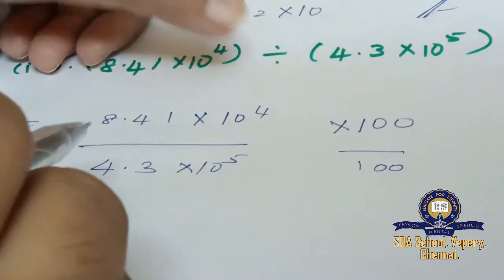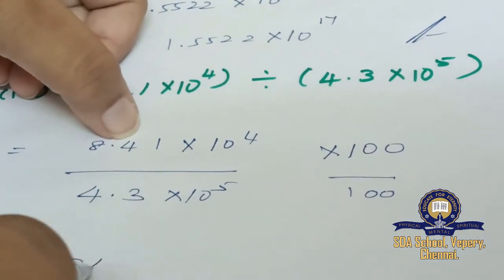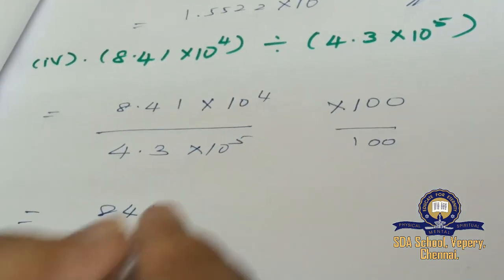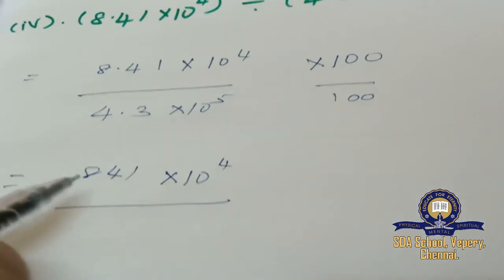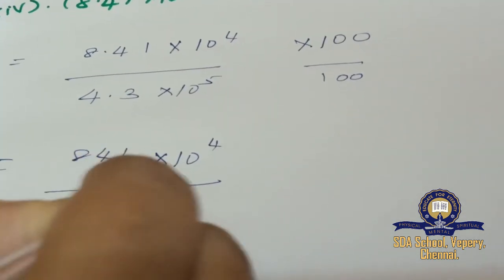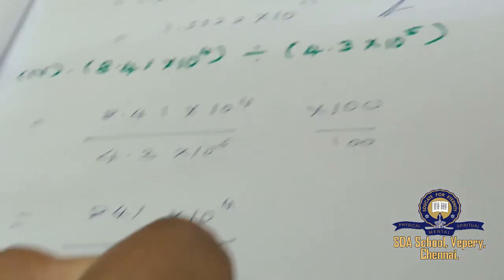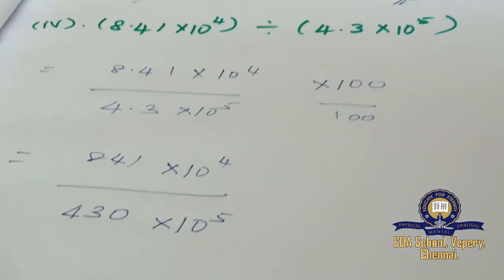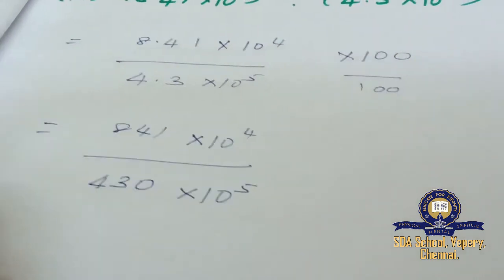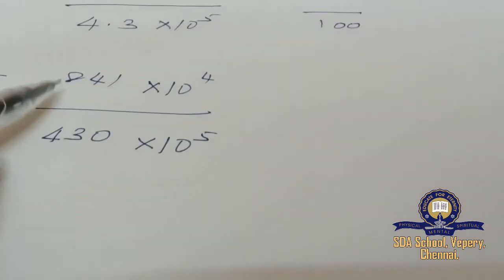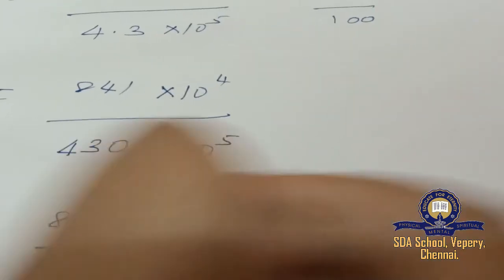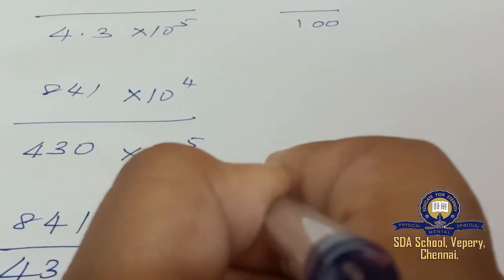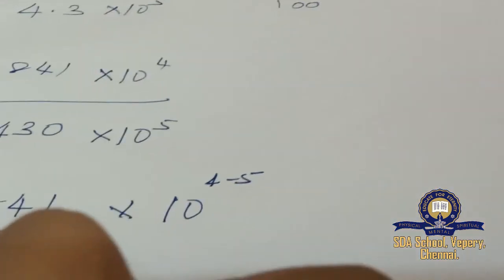Then, if I multiply, what will happen? It will become 841 into 10 power 4, it will remain as it is, divided by 430 into 10 power 5. Yes, till here am I making sense to you or not? Yes. Then what will happen? Next step is, first let us concentrate on terms of 10. So it is 841 divided by 430 into 10 power 4 minus 5. It will become 10 power minus 1.